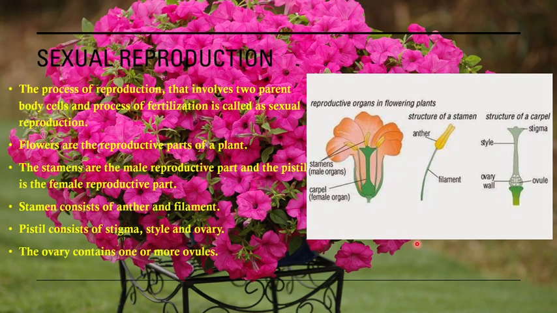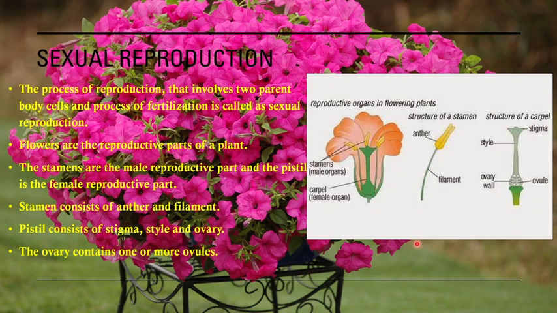Today we will discuss sexual reproduction in plants. What is sexual reproduction? The process of reproduction that involves two parent body cells and a process of fertilization is called sexual reproduction.